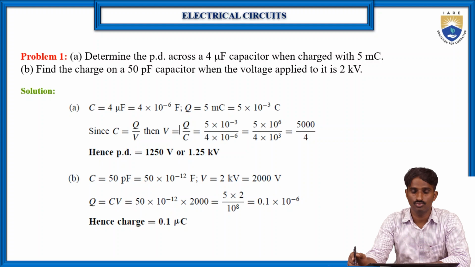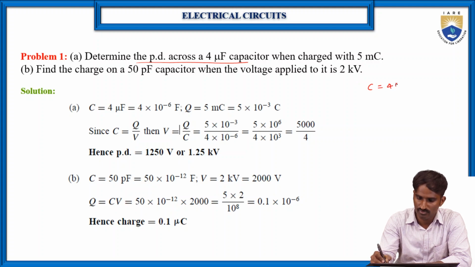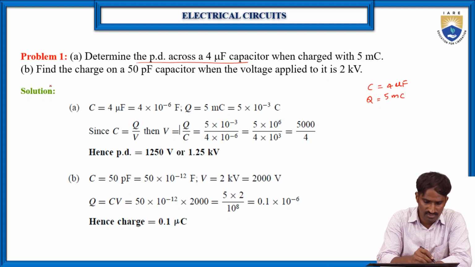2 kilovolts. First of all, they ask us to determine the potential difference across the 4 microfarad capacitor, which means they have given that C is equal to 4 microfarads, and when charged with, which means Q, the charge, is equal to 5 millicoulombs. And then we have to find the charge on a 50 picofarad capacitor, which is the second part.